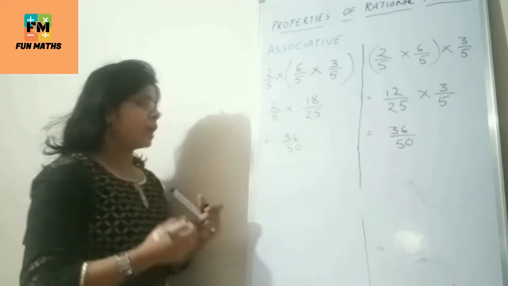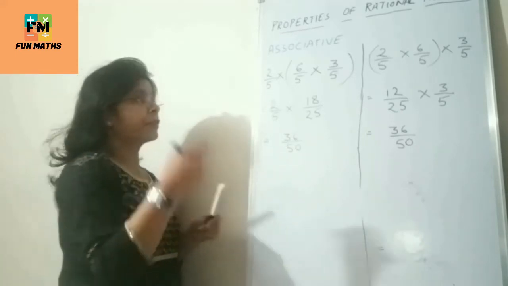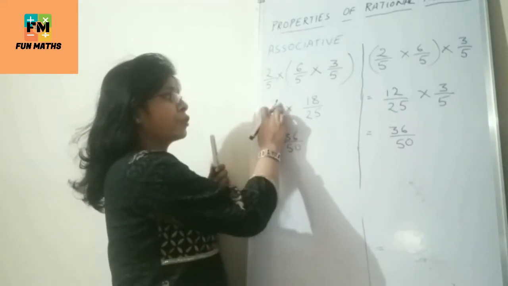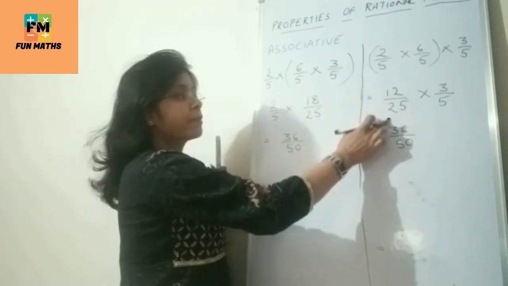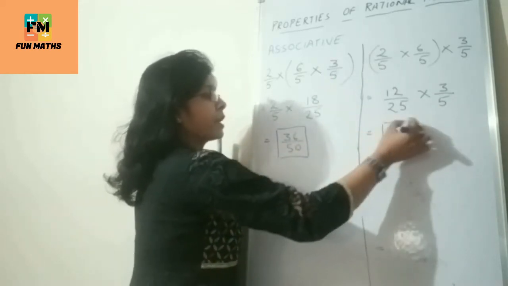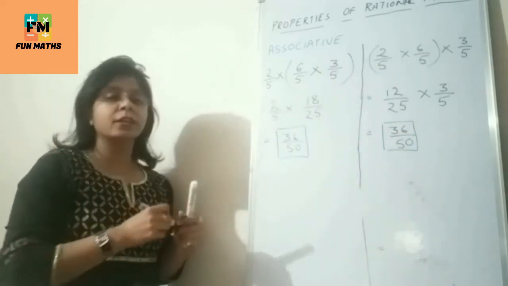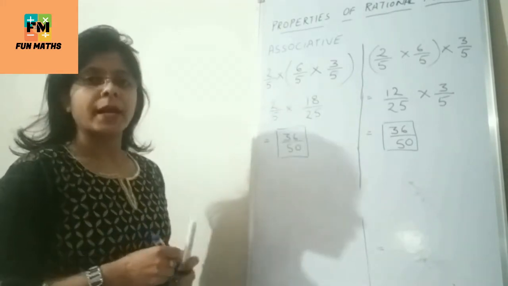So, clearly you have seen in both the cases, though the steps are different, though in the second step we are getting 2 by 5 and 18 by 25 here, and in case 2 we are getting 12 by 25 and 3 by 5, then too we are getting the same result. Yes, so we can conclude that rational numbers are associative under multiplication.